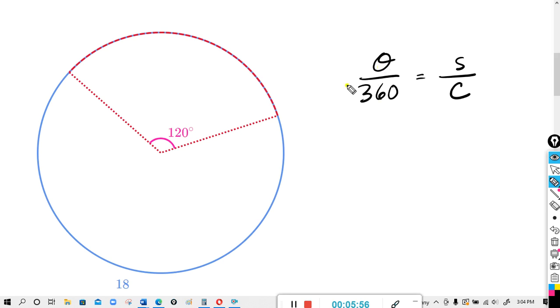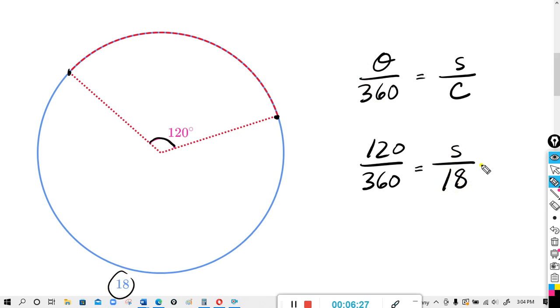So theta is the central angle right here. That's 120 in place of theta, divided by 360. S, the arc length, is what we're looking for. It's going to be the length of this curve, so we don't have it. And C is the circumference. They gave it to us in the write-up, and they wrote right here that it's 18 all the way around the circle.